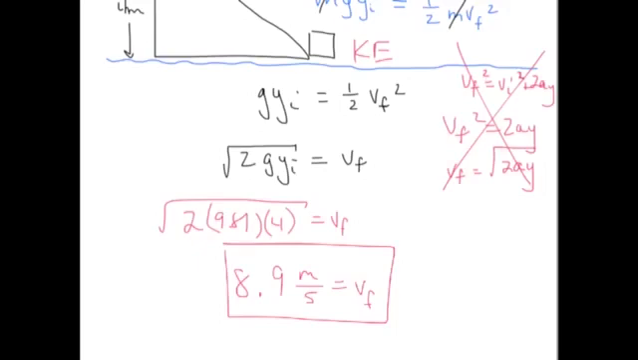So 8.9 meters per second is our final velocity, or the speed of the object at the bottom of the ramp. Okay, at the bottom of the ramp. And this is rounding, obviously. I think it was 8.86, 8.85, something. Okay.